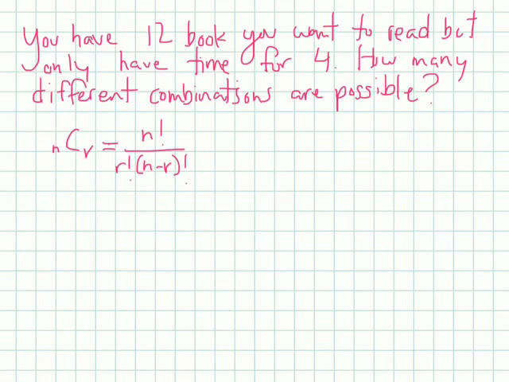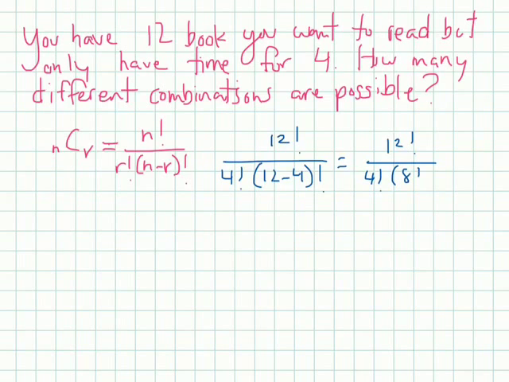To do that, let me change colors to blue here. We have a total of 12 books, over, we're looking for 4, and then 12 minus 4. So we set up our formula, and then let's just play this out a little bit. So simplified, we have 4 factorial over 12 minus 4, which is 8 factorial.